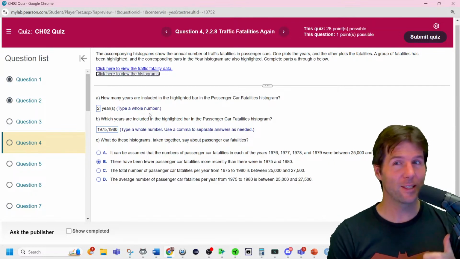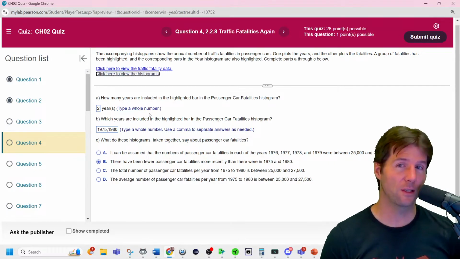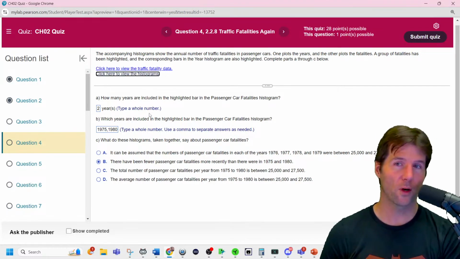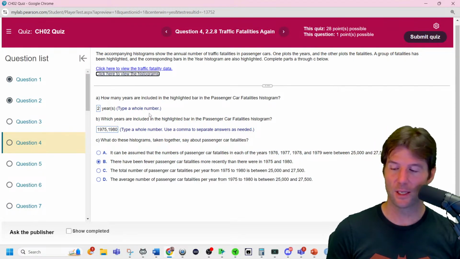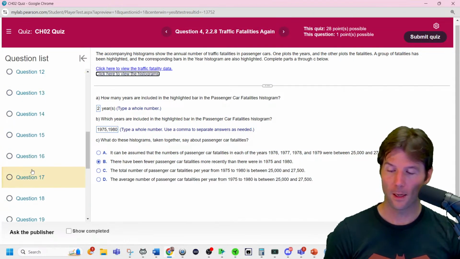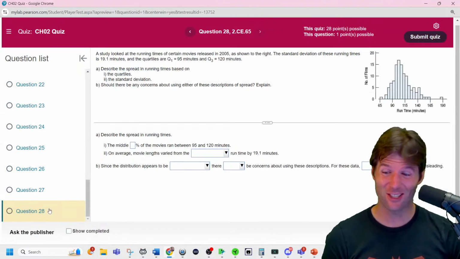You got to know things like histograms show you shape, center, spread. If data is skewed, use the median and IQR. If data is normal, use the mean and standard deviation for center and spread respectively. Those are key notes you need to know. We got a ton of these questions.